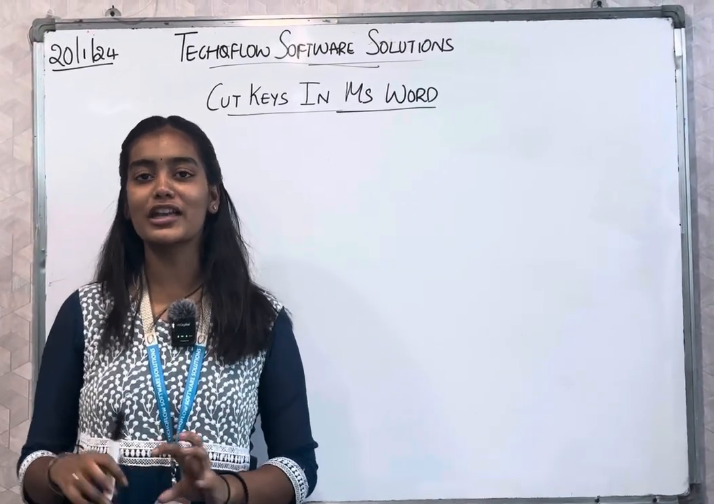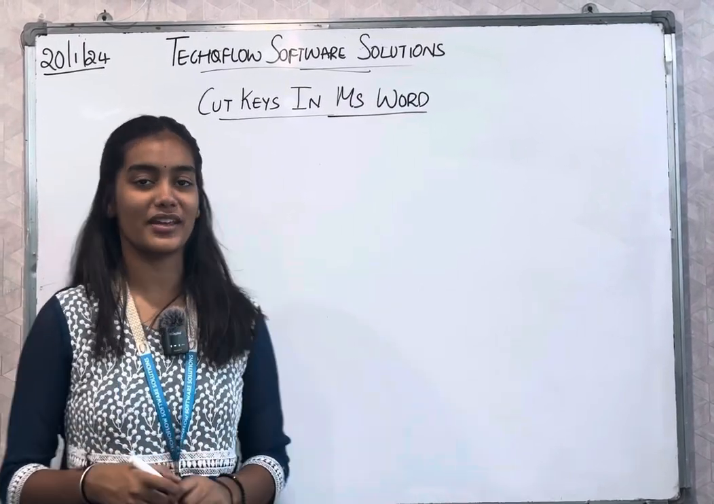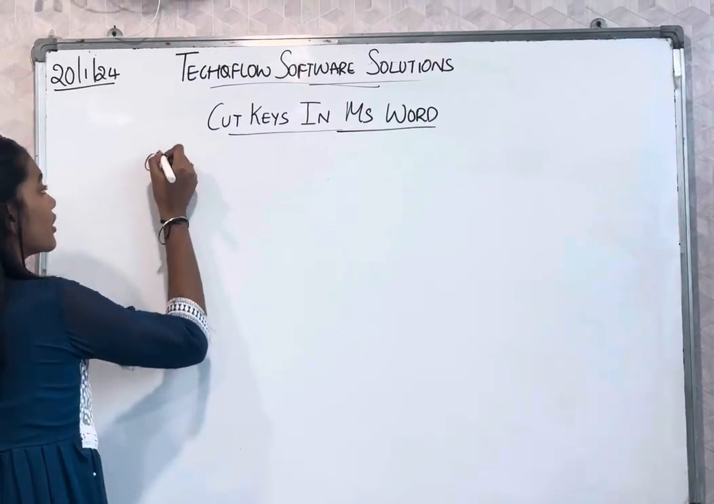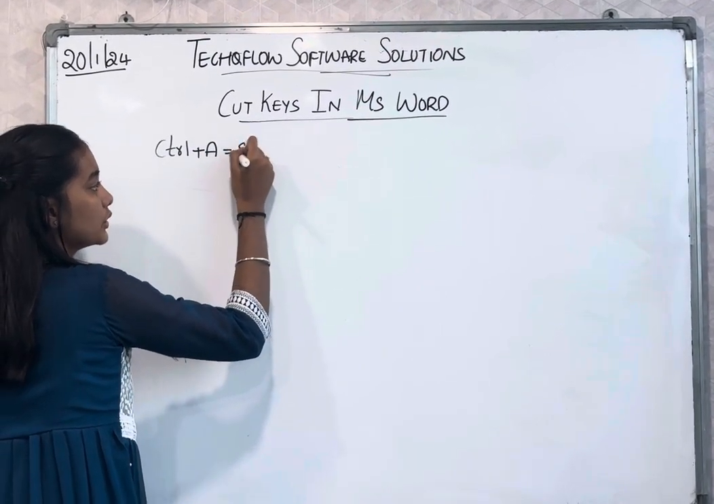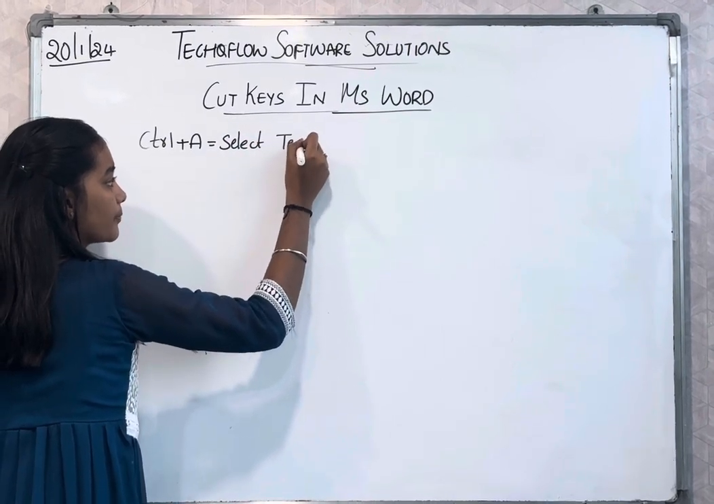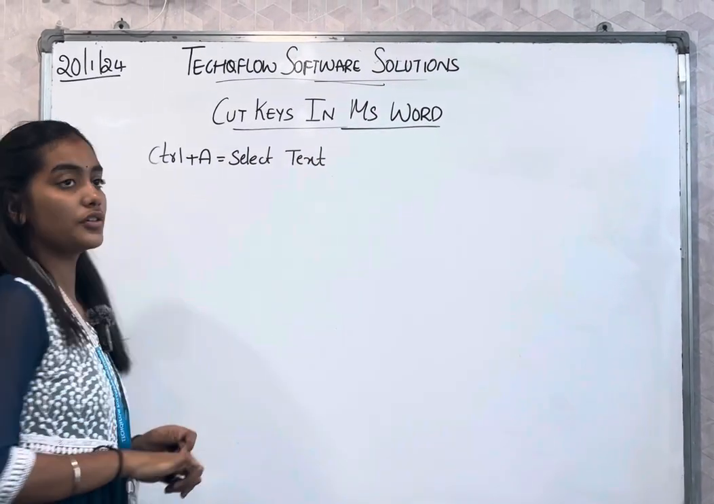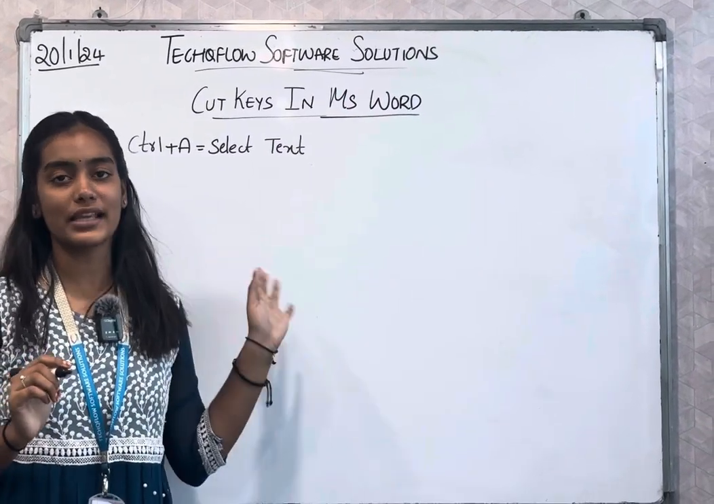So today I'm going to explain the shortcut keys in MS Word. Okay, let's begin. So first, Control plus A equals select text. If you want to select text in your page, just press Control plus A.